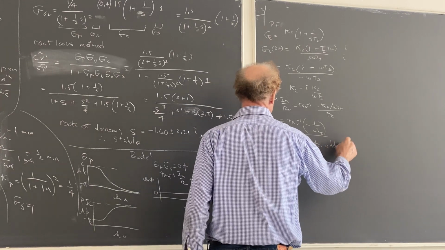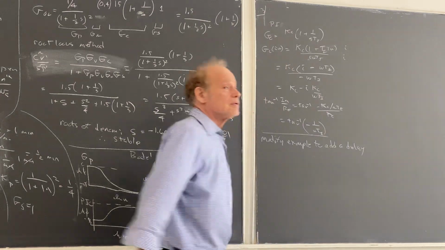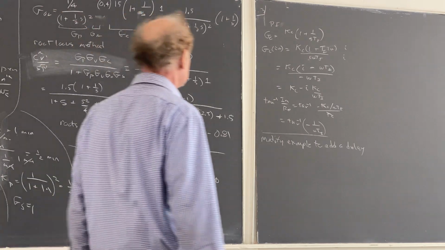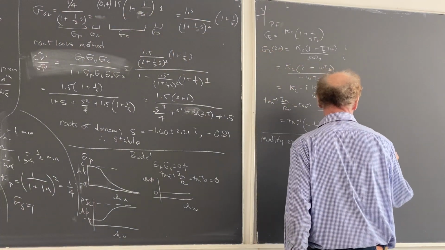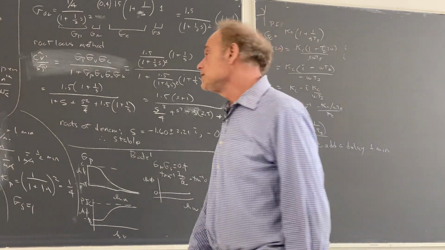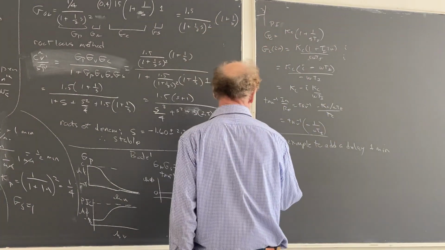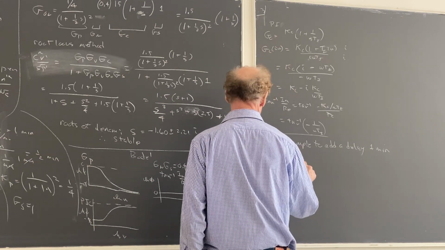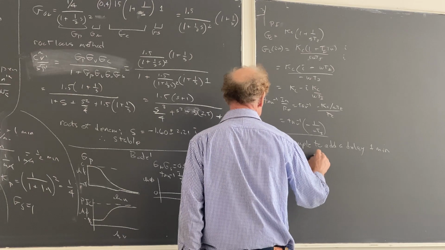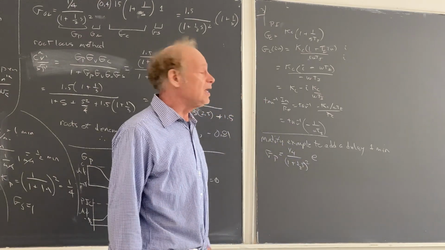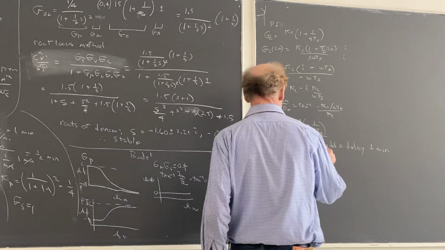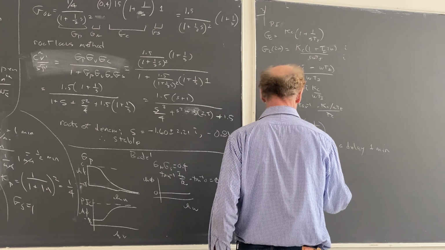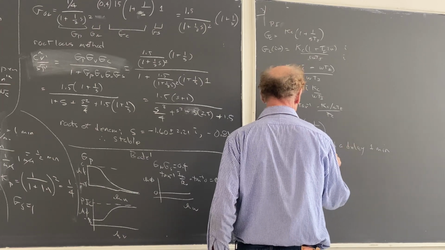To add a delay. Let's say the delay is short, just one minute. So what happens? That tells me that GP is the same thing as it was before, but it's multiplied by e to the I, t, the delay, e to the I theta.